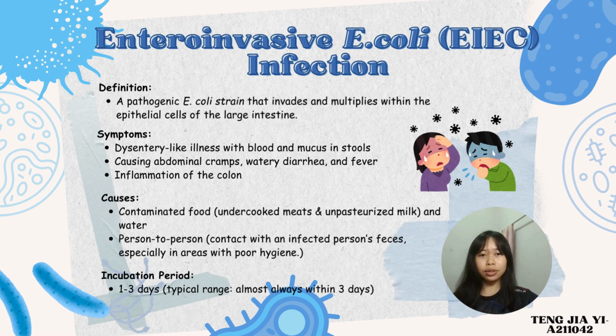The main symptoms include a dysentery-like illness, where patients experience blood and mucus in the stool, along with watery diarrhea, fever, muscle pain, and mild abdominal cramps. Inflammation of the colon may also occur. EIEC infection is commonly caused by consuming contaminated food or water, and it also spreads through fecal-oral transmission, especially in areas with poor hygiene or through close contact with infected individuals. The incubation period is usually 1 to 3 days.